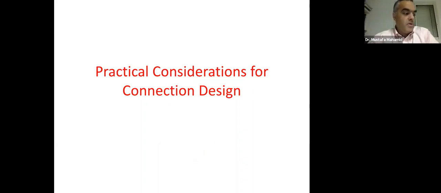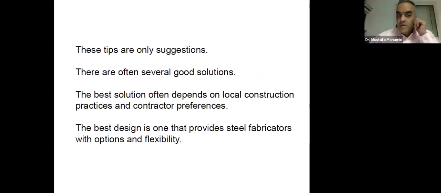Now we will go over some practical considerations for connection design. These tips are suggestions. There are always several good solutions, and they go case by case, but these are general cases that you may consider in your design, and they are also based on constructability and contractor preferences.